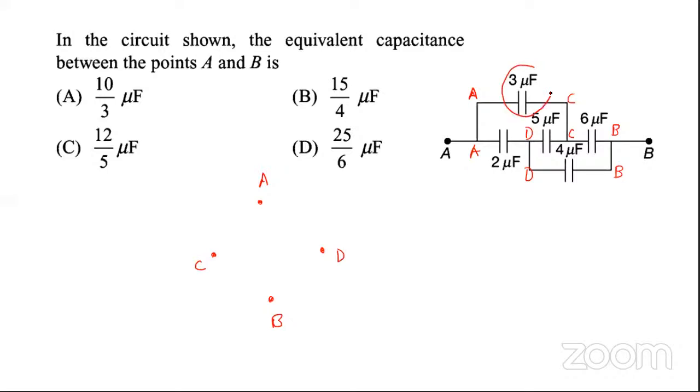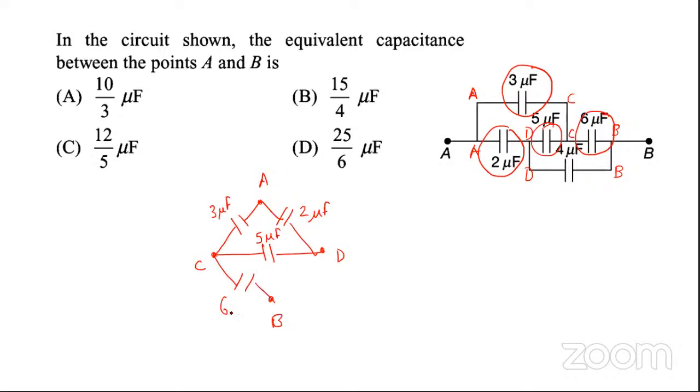There is a 3 microfarad capacitor between A and C, 2 microfarads between A and D, 5 between D and C, 6 between C and B, and 4 between B and D. Now we can see that 3 upon 6 is equal to 2 upon 4. Both of them are equal to 1 by 2.